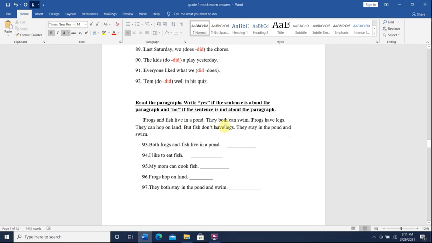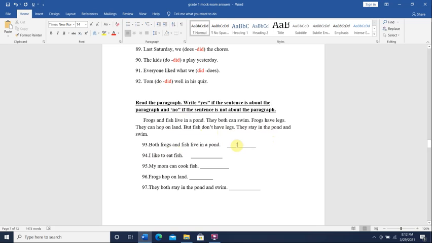They both can swim. Who can swim? Both frogs and fish. Frogs have legs, so they can hop on land. So the frogs can swim and they can hop on land. But fish don't have legs. So fish don't have legs. They stay in the pond, in the water, and they swim. Okay? 93. Both frogs and fish live in a pond.